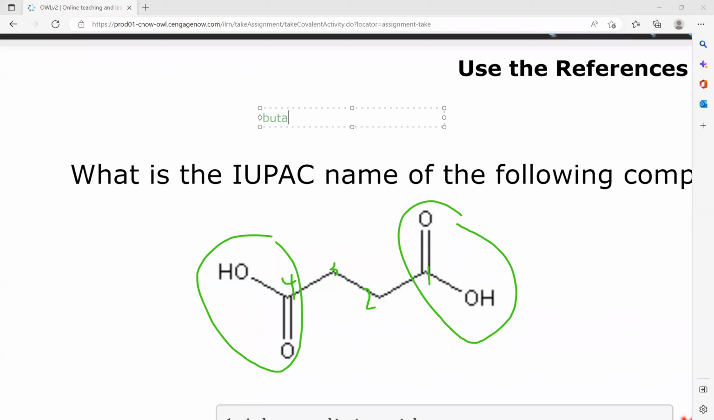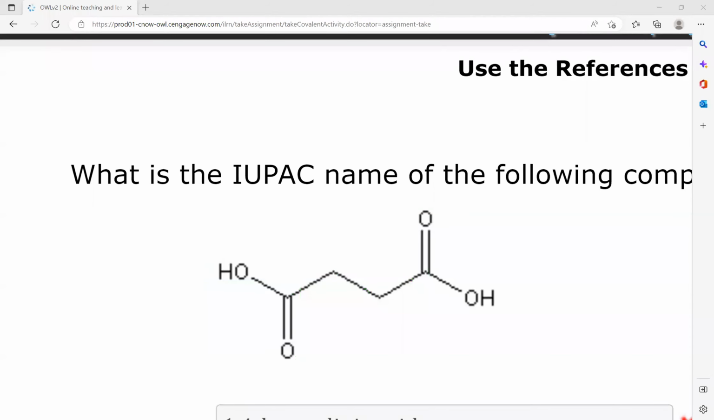It's going to take that butane. Let me do this in dark. It's going to have that butane associated with it. And again, we're going to have this oic acid associated with it. But we're first going to write butane. And because there's 2, we're going to write di-oic acid. So we don't have to write out that it's 1,4. We'll say butane dioic acid to name this carbon group.